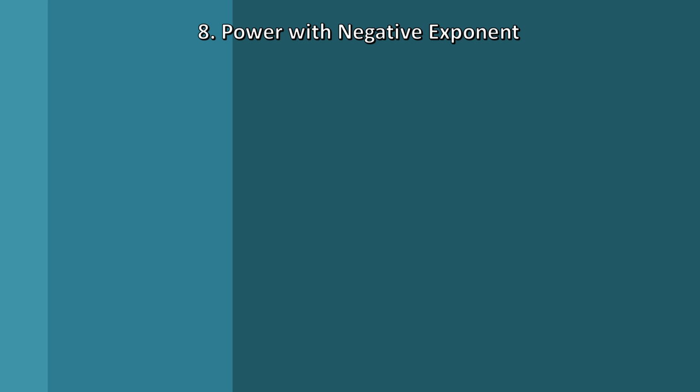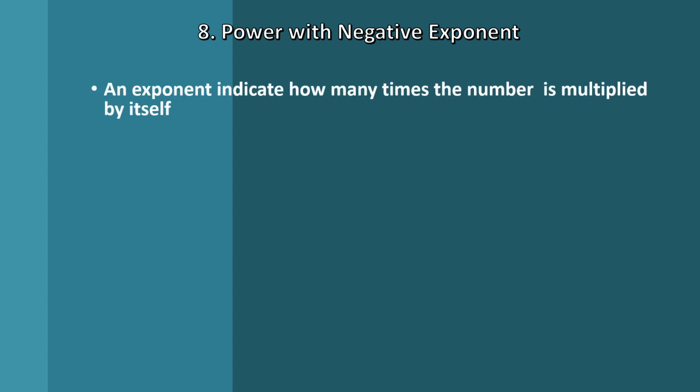Now let us know what a power with a negative exponent is. An exponent indicates how many times the number is multiplied by itself. So if it is a negative exponent, how many times are we multiplying that number? What about the negative power?